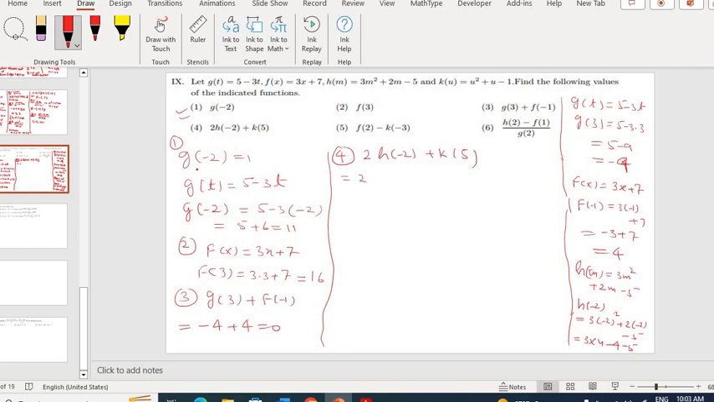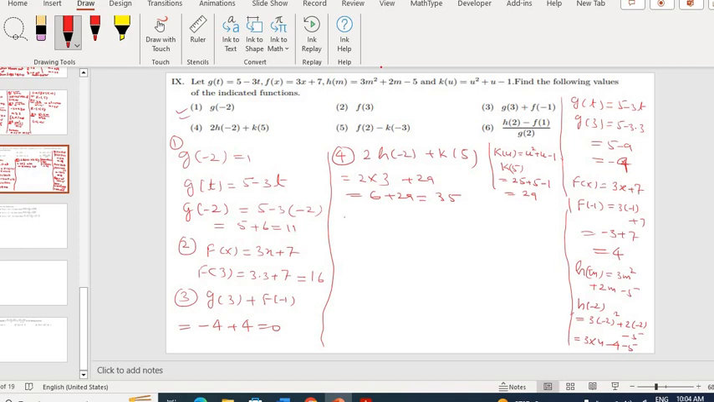So 3 times minus 2 power 2 means 4, and plus 2 times minus 2 is minus 4, and minus 5. So h of minus 2 is 12 minus 9. 12 minus 9 means 3. Plus k of 5. For k of 5 we need to check k. k(u) is equal to u squared plus u minus 1. So k of 5, replace u with 5. So 5 power 2 means 25 plus 5 minus 1. So 25 plus 5 is 30, minus 1 means 29. So plus 29. So it is 6 plus 29. It is 35. So question number 4 is this one.